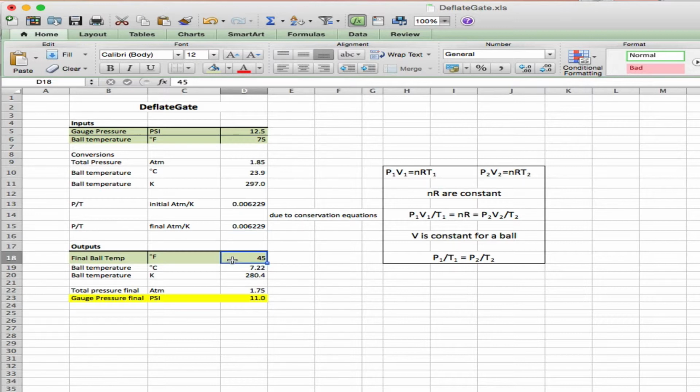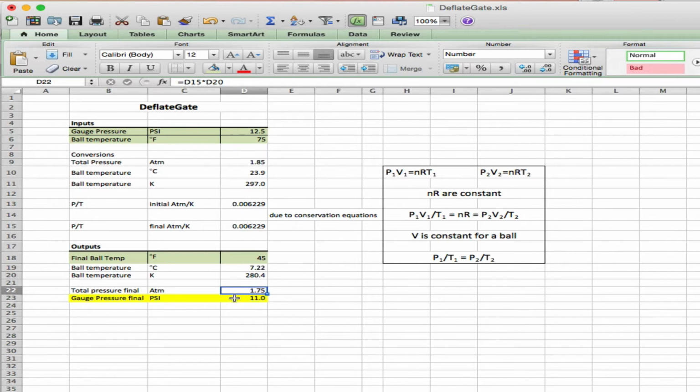The final ball temperature was reported to be about 45 degrees. So 45 degrees Fahrenheit is D18 minus 32 times 100 divided by 180, 7.22 in the centigrade or Celsius scale. The ball temperature is 280.4 on the Kelvin scale. And we can now calculate using our P over T conversion. So P over T times T will cancel the temperatures and give me just pressure. So D15 times D20, and the final pressure will be 1.75.